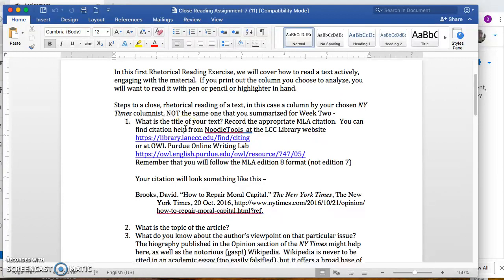I want you to get used to using MLA citations. That's what we'll be using in this course. I've given you different ways of finding it. First is through the Lane Library, the Noodle tools. And then the other one is, if you find this one easier, the OWL at Purdue. Purdue has one of the first online writing labs and still one of the best.